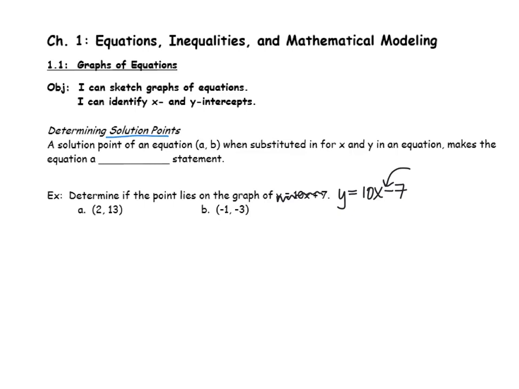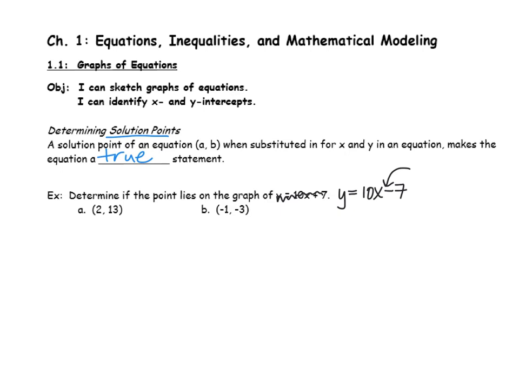A solution point of an equation, (a, b), when substituted in for x and y in an equation, simply makes the equation a true statement. What you'll get is a point to plug in, and you'll answer yes or no. It's pretty easy. I do need you to change the equation though, otherwise it doesn't work for either one of them, and that's unfortunate. Please make your equation y equals 10x minus 7 instead of plus, and then we'll determine if a point lies on the graph or not.